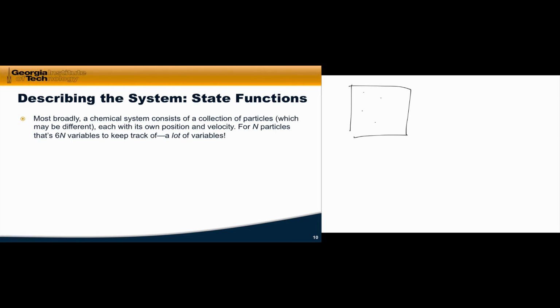So again, going back to our now familiar example of an ideal gas contained within a box, for N particles within that box, there are 3 positional coordinates for each and 3 velocity coordinates, so x, y, and z, vx, vy, and vz, right? That means there are 6N coordinates to keep track of if we'd like to follow all of the particles within the system. That's a lot of variables to keep track of.